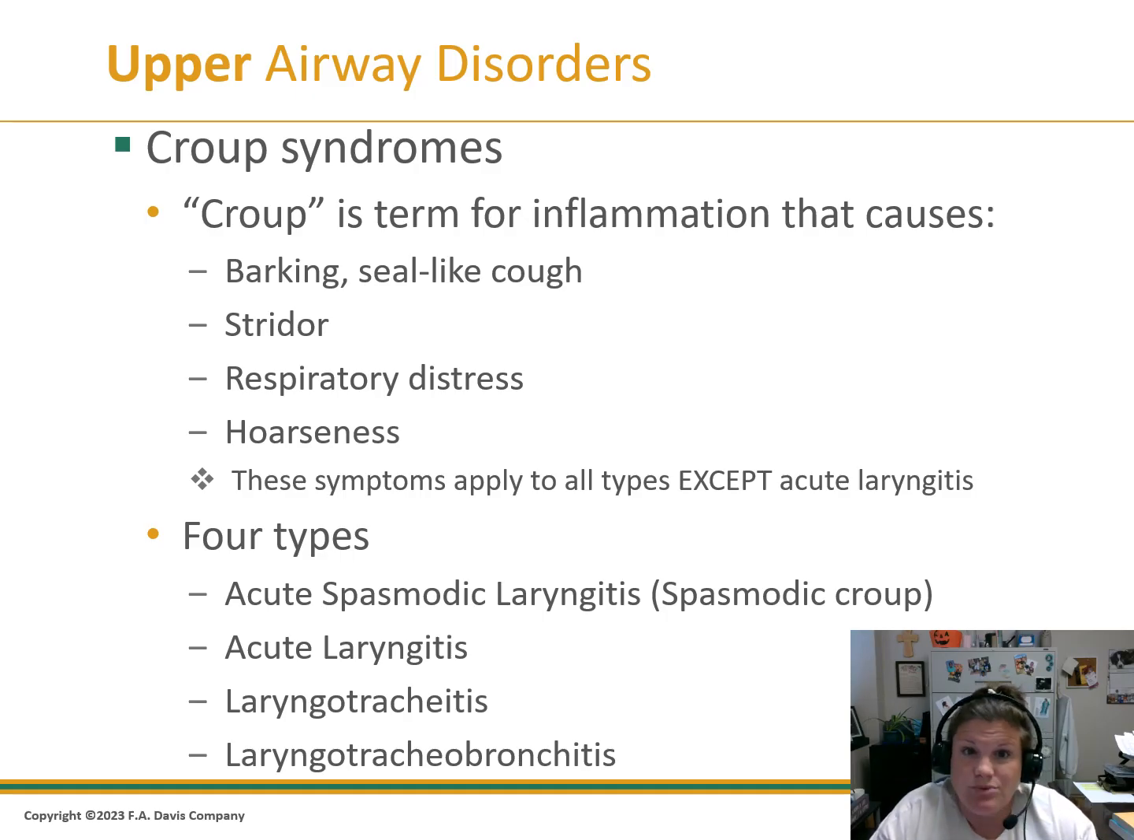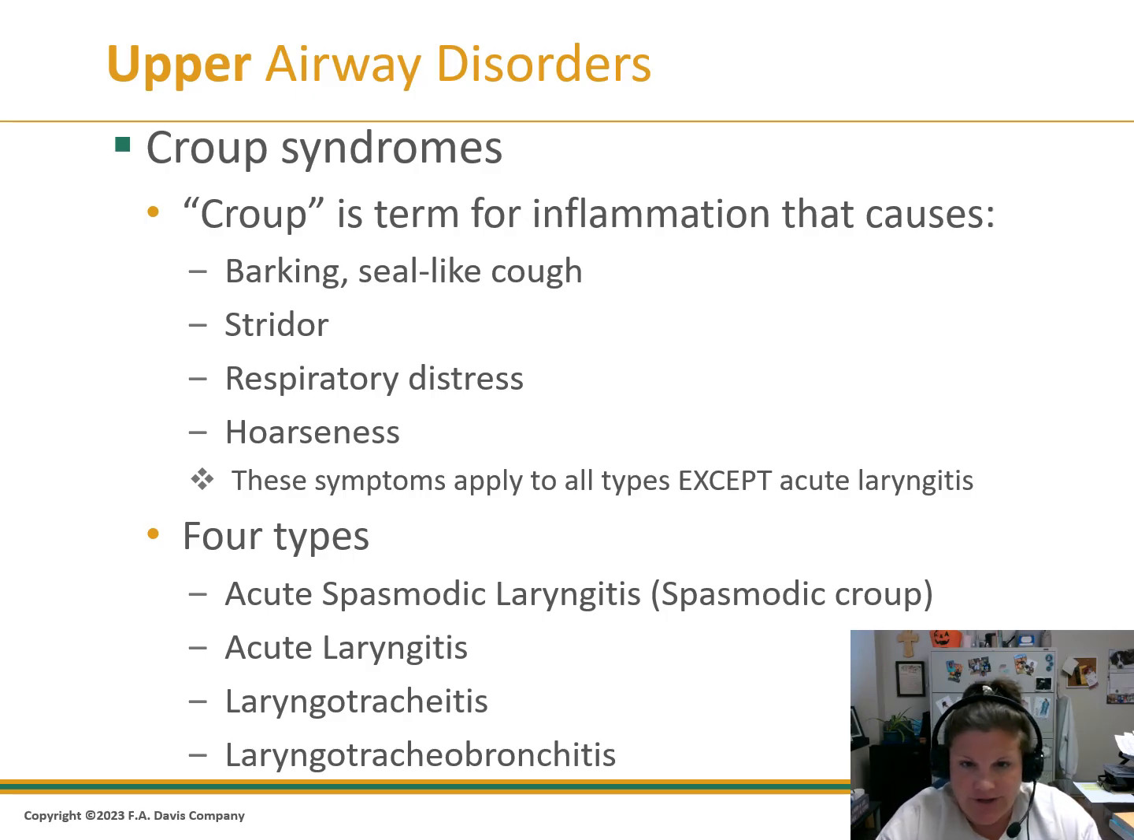Stridor, which we talked about being one of the adventitious lung sounds, specifically the one that indicates the most severity. Respiratory distress, which can be manifested in many ways. And hoarseness, so the patient's actually losing their voice, or there's a very deep or low sound to their voice. These symptoms apply to all forms of croup, except for the type called acute laryngitis.